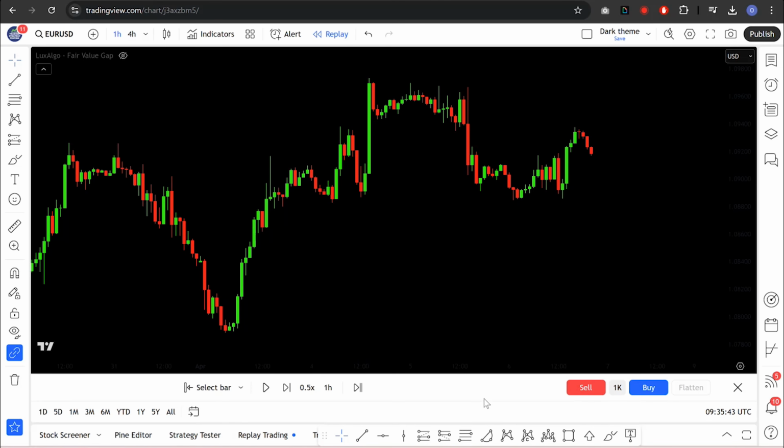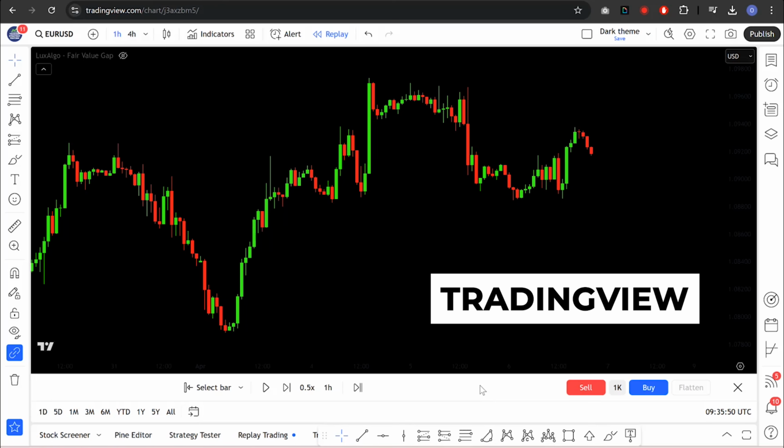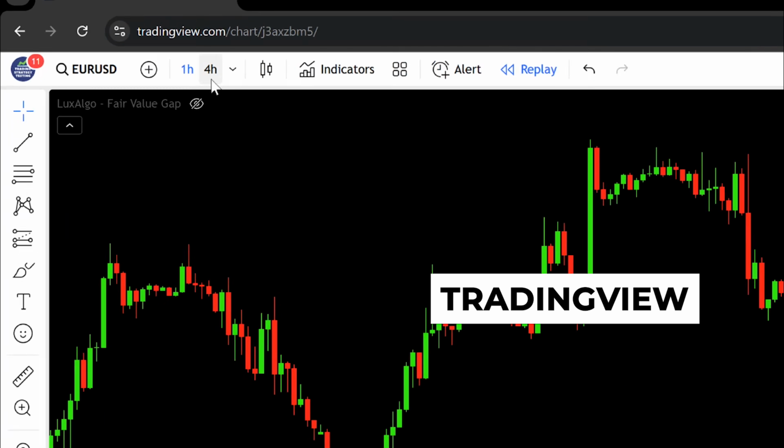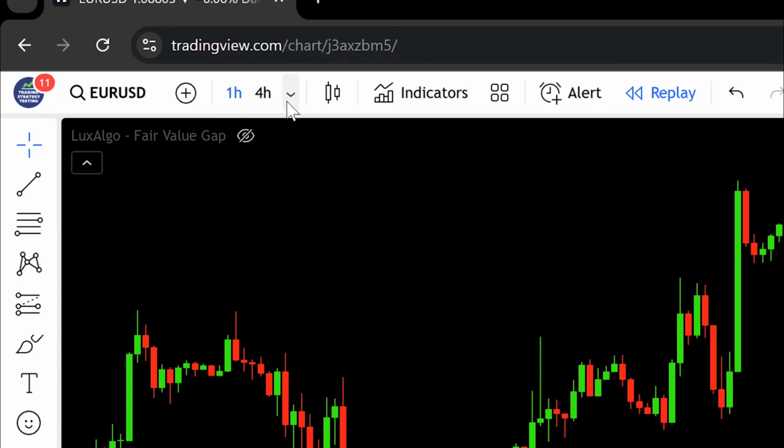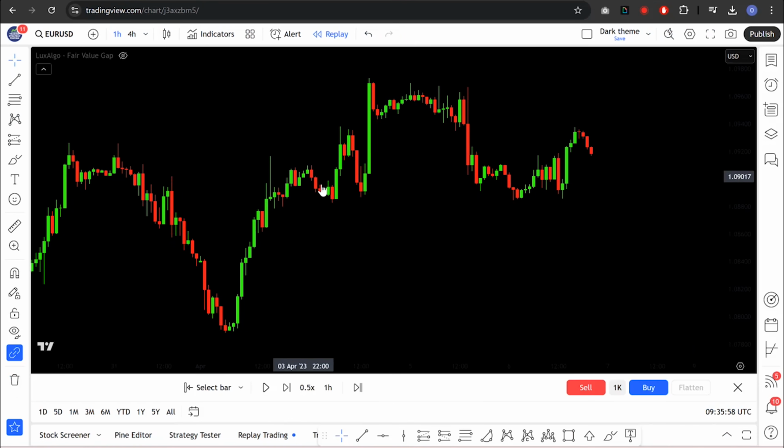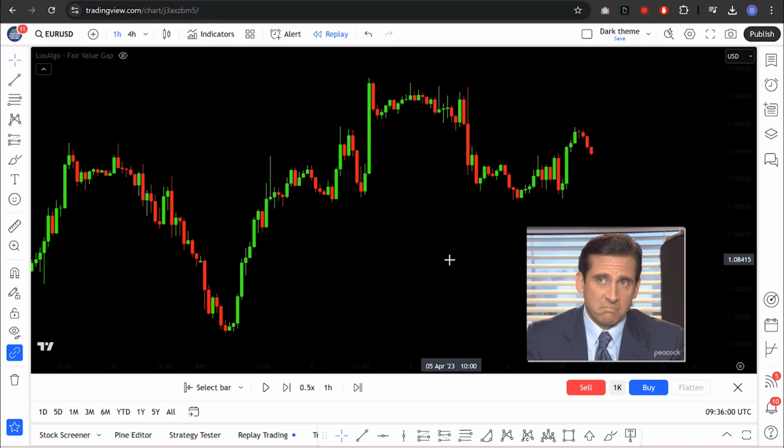Before I share a simple fair value gap trading strategy and jump into the practice session, let me show you how to do it fully automatically. First, open your TradingView chart. It's important to use a higher time frame, starting from 1 hour and above, as fair value gaps on lower time frames, like the 5-minute chart, are not as solid or reliable.